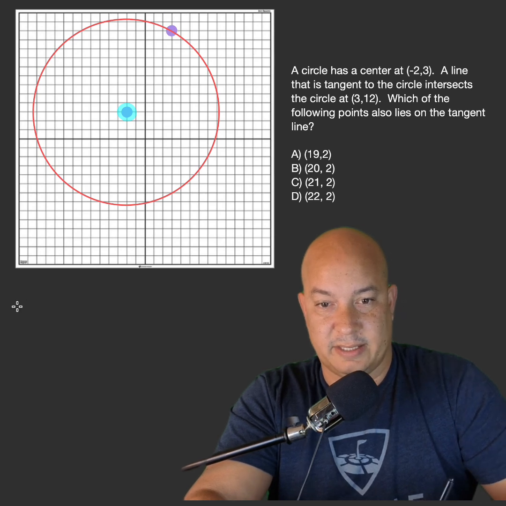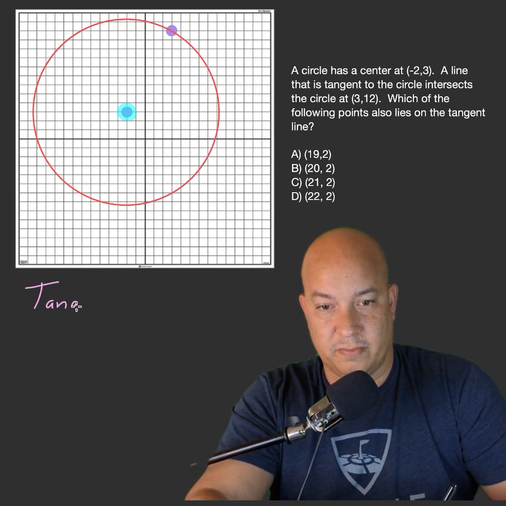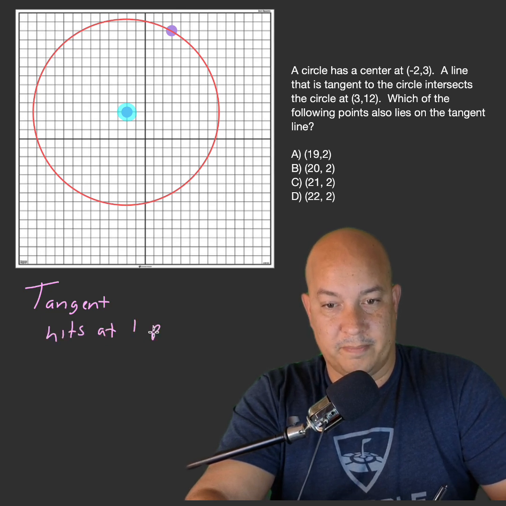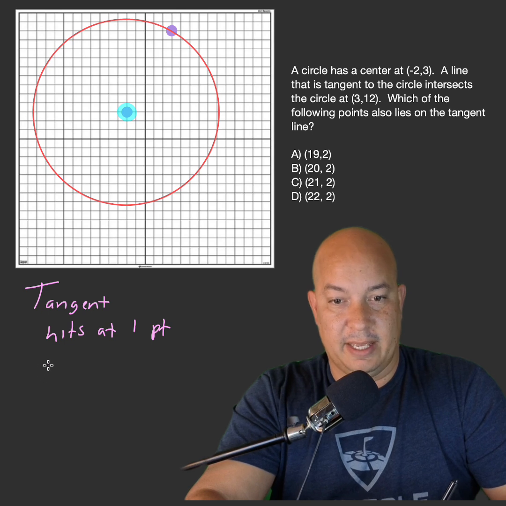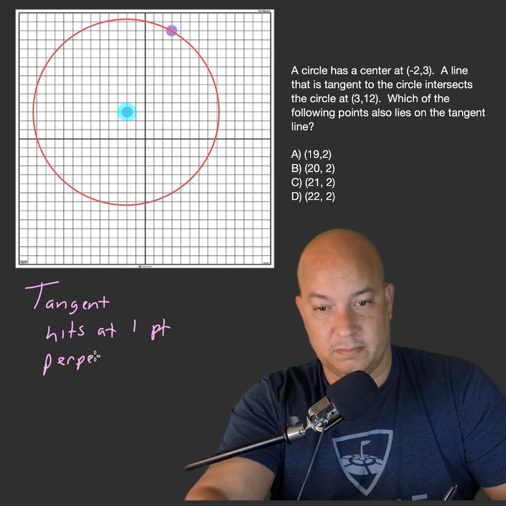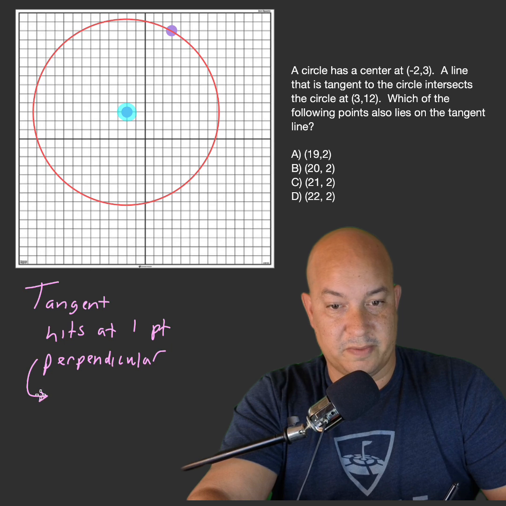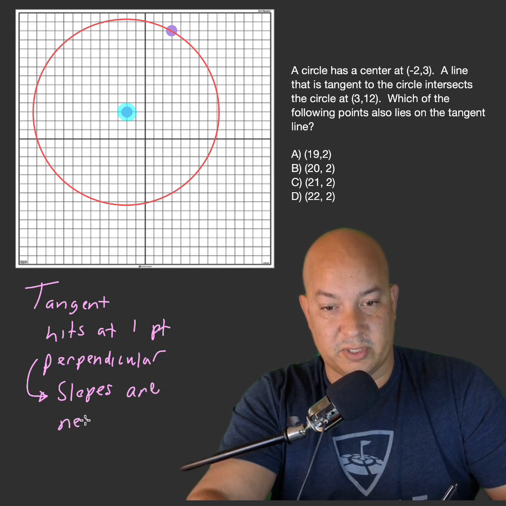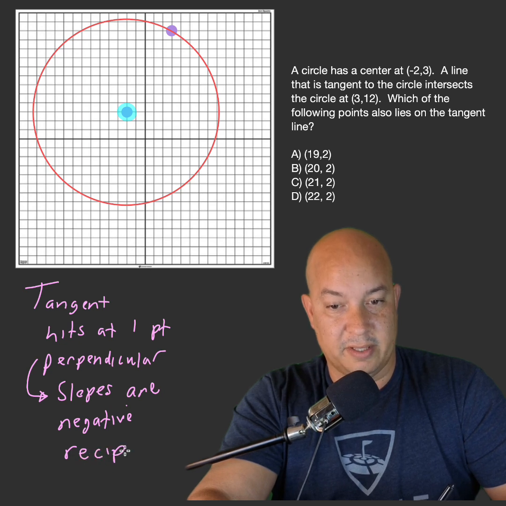Now, what is a tangent line to a circle? A tangent hits a circle at one point, and at that point, it's perpendicular to the radius. Now, what does it mean to be perpendicular in terms of the equation of a line? It means that the slopes of the two lines that are perpendicular are negative reciprocals of one another. For instance, if one is 4/5, the other one would be -5/4.